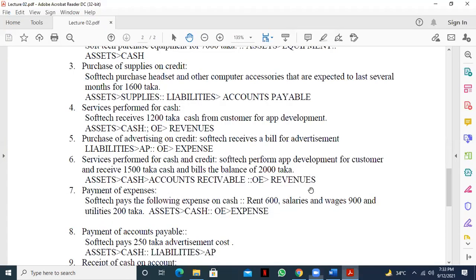Now we'll go to the next. Payment of expenses. ShopTech pays the following expenses in cash: rent 1600, salary and wages 900, utilities 200. If you pay cash, cash will decrease, and this is an expense, so you will write it in the expense column. Total is how much? 1600, 900, 200. That means a total of 1700 will be deducted from cash.